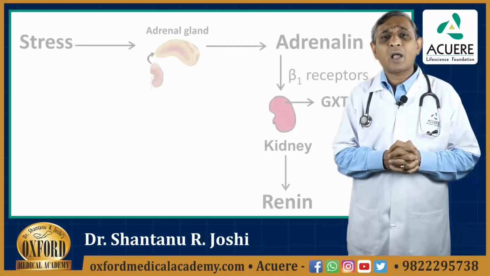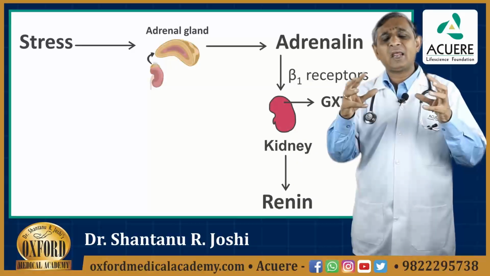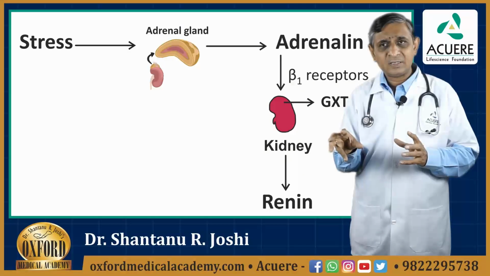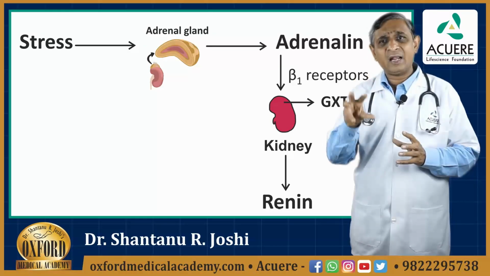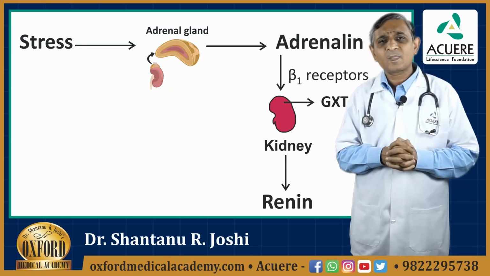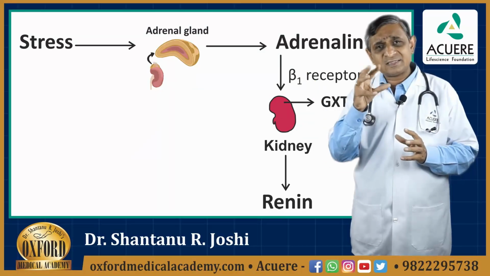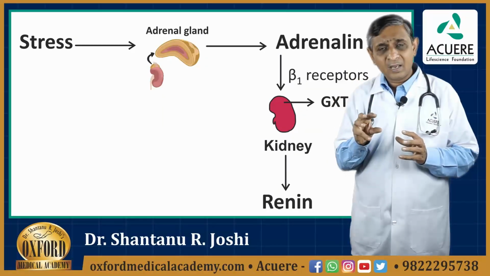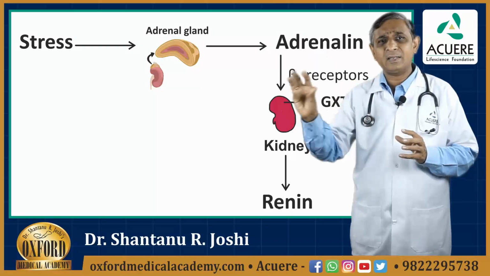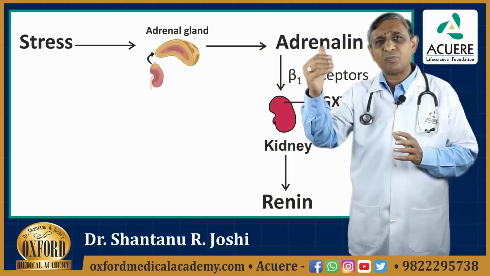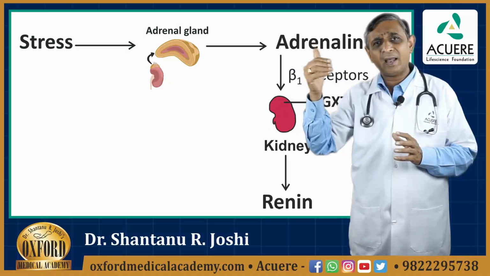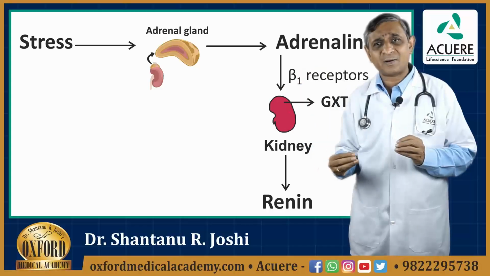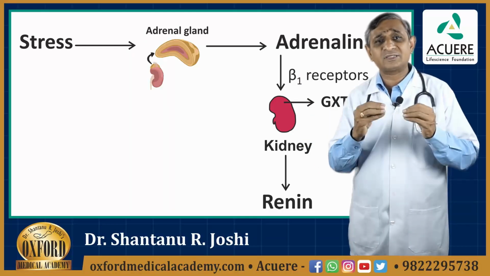One more thing I must add in the renin angiotensin aldosterone system, and that is related with the effect of stress and effect of adrenaline. Dear students, in stress, there is stimulation to the adrenal medulla and the body secretes more adrenaline. Adrenaline works through beta 1, beta 2 and alpha receptors, out of which beta 1 receptors are present on juxtaglomerular cells of kidney.